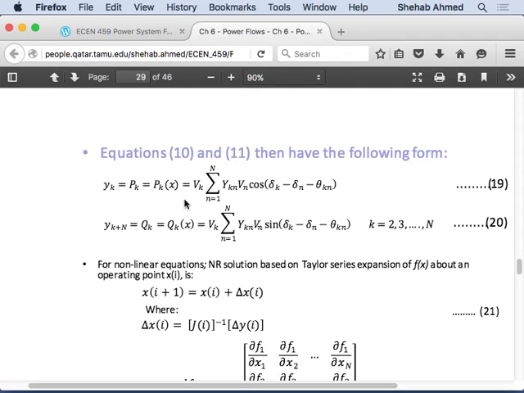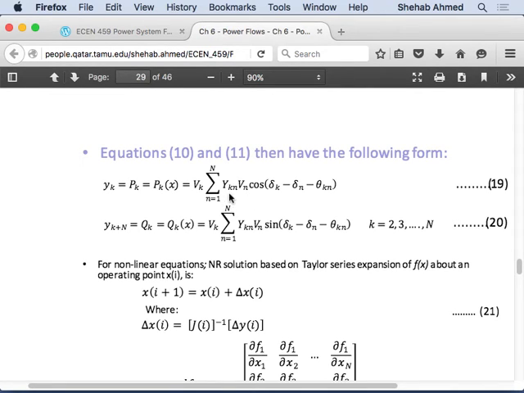P2 is going to equal V2 times the summation of Y2, then N. N starts with 1. So Y2,1, V1, right? Then cosine, and so on. And then Y2,2, V2, and so on and so forth, right?